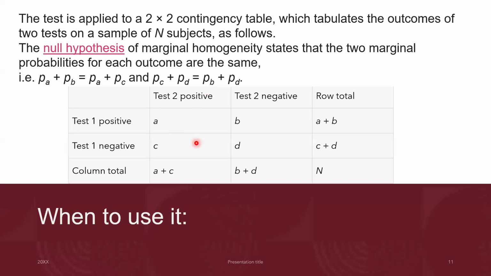So this is a more precise representation: a 2 by 2 contingency table which tabulates the outcomes of the two tests on a sample of n subjects. The null hypothesis of marginal homogeneity states that the two marginal probabilities for each outcome are the same, that is, PA plus PB is equal to PA plus PC, and PC plus PD is equal to PB plus PD, like A, B, C, D. So test 2 positive, test 2 negative, test 1 positive, test 1 negative. The row totals are A plus B and C plus D, and in the column totals we are going to concentrate on A plus C, B plus D, and N is the total number of subjects or the sample size.